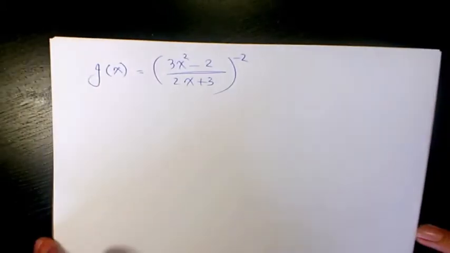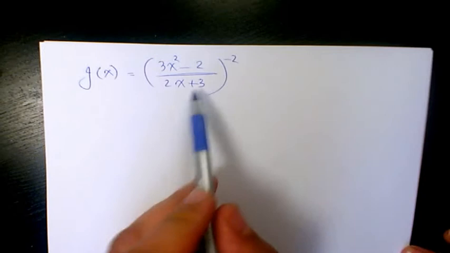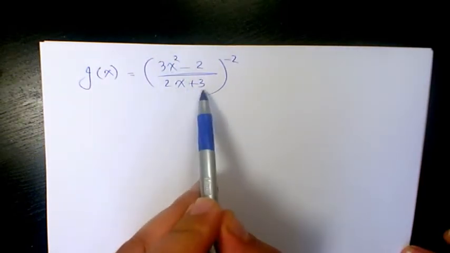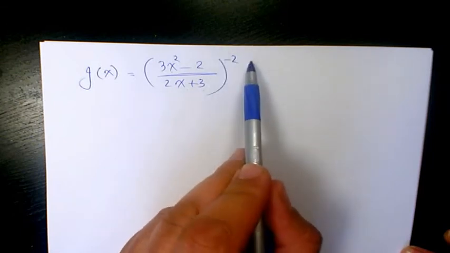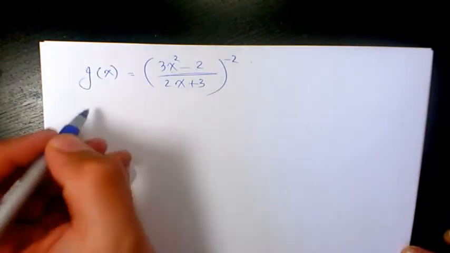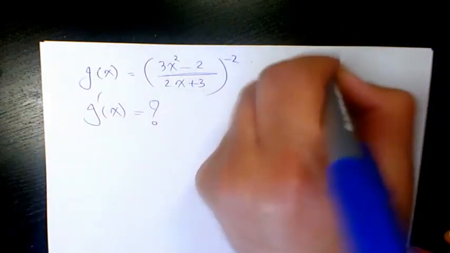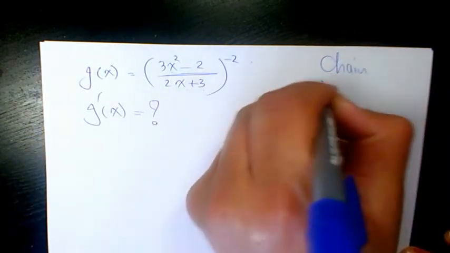Welcome to another video. In this video I want to show you how to find the derivative of (3x squared minus 2 over 2x plus 3) to the power of negative 2. For finding the derivative of this function, we need to use chain rule differentiation.